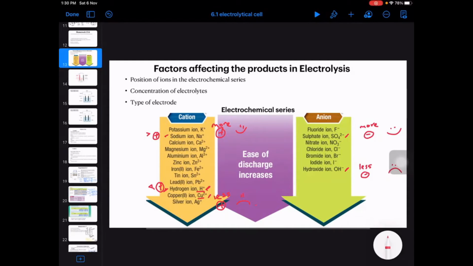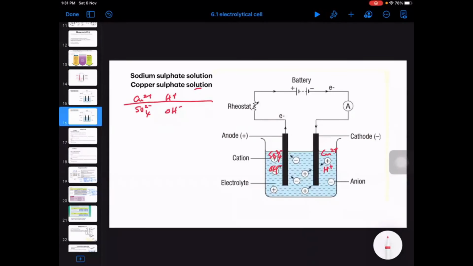When you compare these two, which one is less happy to be a positive ion? Copper ion is less happy. So copper ion will be easier to discharge. Copper ion will discharge in this case, so I select copper ion. So how does copper ion discharge? How does a positive ion lose the charge?